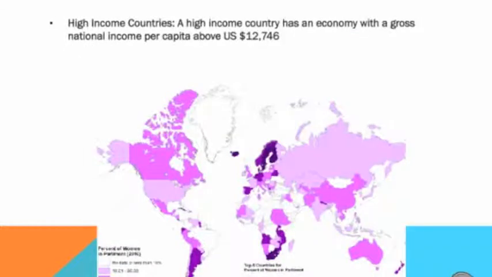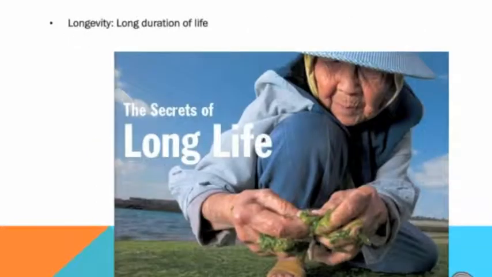High-income countries. A high-income country has an economy with a gross national income per capita above 12,746 US dollars. And you can see the distribution of high income and the income levels of the countries in the following map. Longevity is a long duration of life, and women actually usually live 5 to 6 years longer than men because of the way they live their life and their habits.